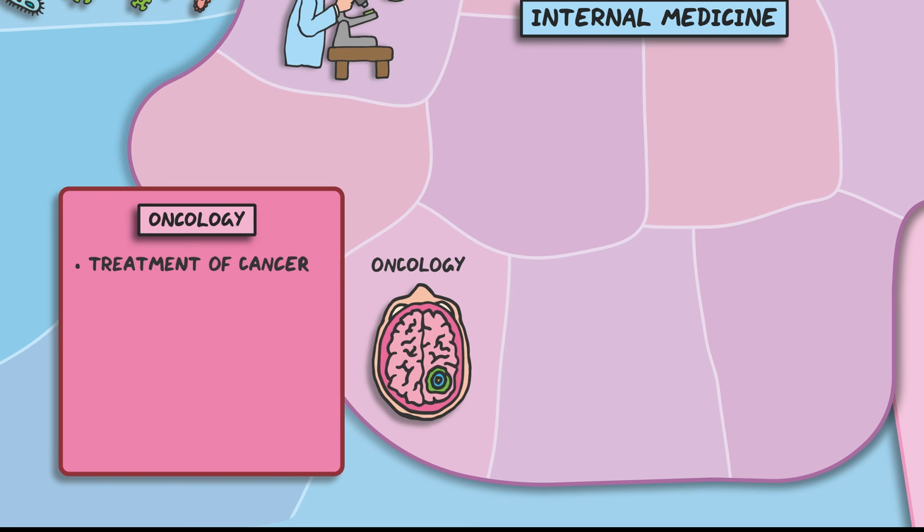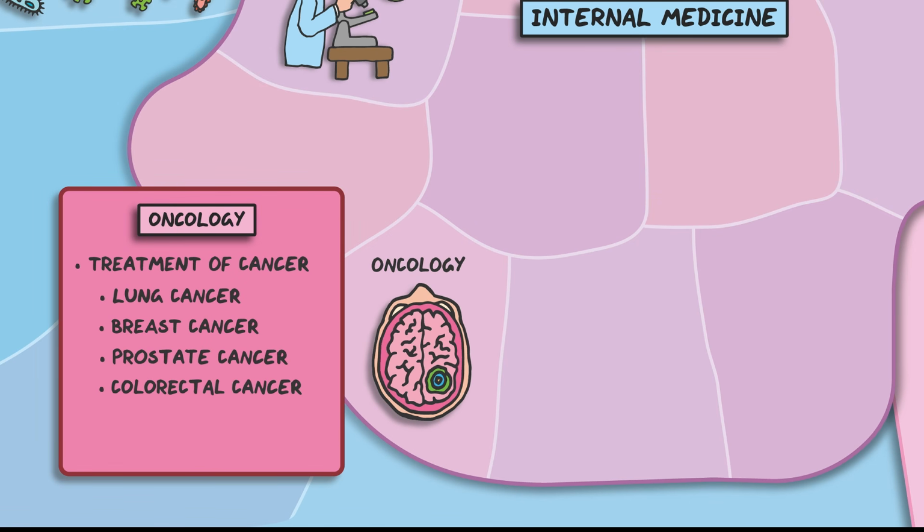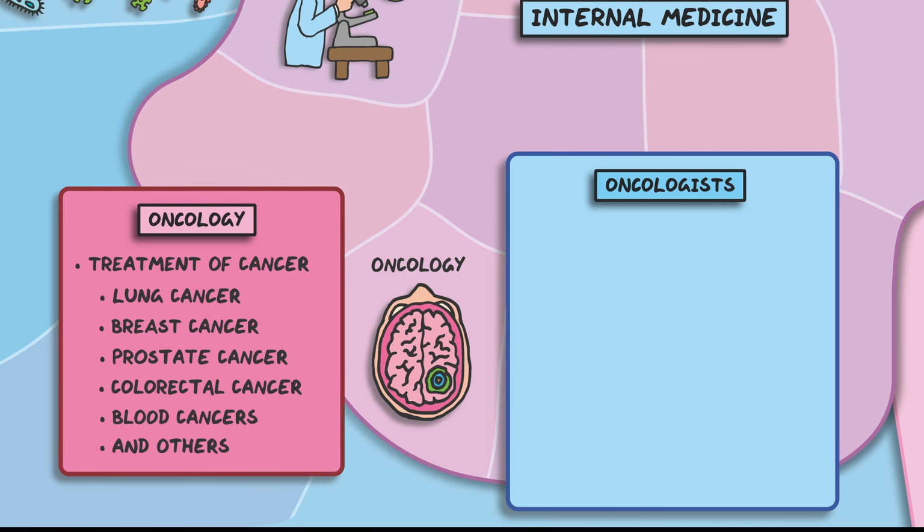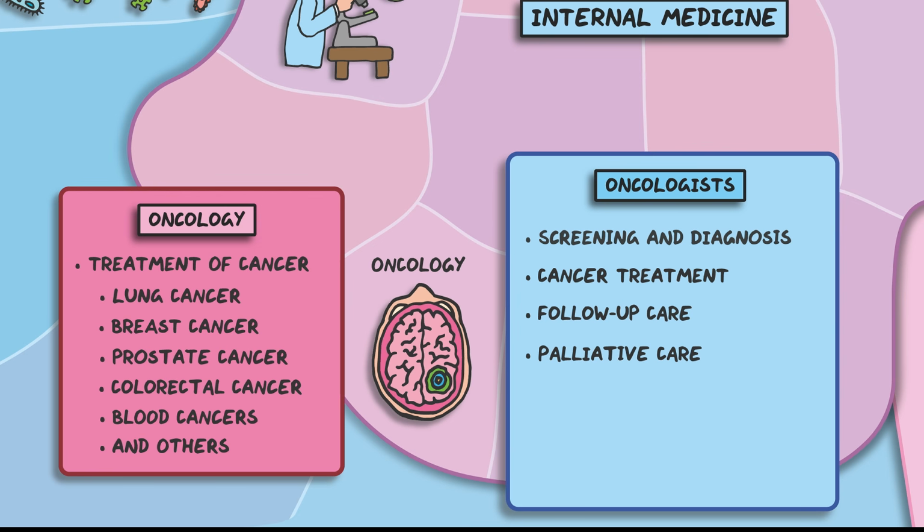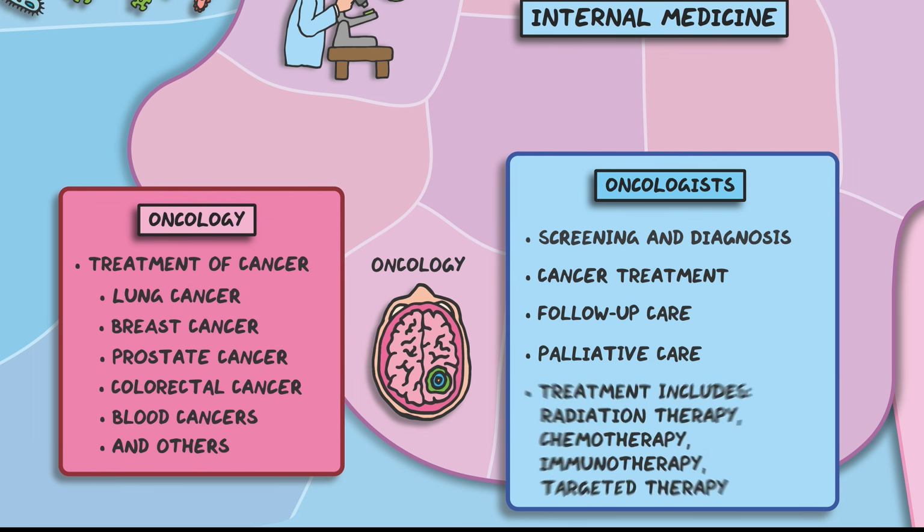It's a multidisciplinary field which encompasses a wide range of cancer types, such as lung cancer, breast cancer, prostate cancer, colorectal cancer, and blood cancers, amongst others. Oncologists are involved in all aspects of cancer care, from screening and diagnosis to treatment, follow-up care, and palliative care. And treatment includes a variety of methods such as radiation therapy, chemotherapy, immunotherapy, and targeted therapy, which treats cancer by targeting proteins that control how cancer cells grow, divide, and spread.